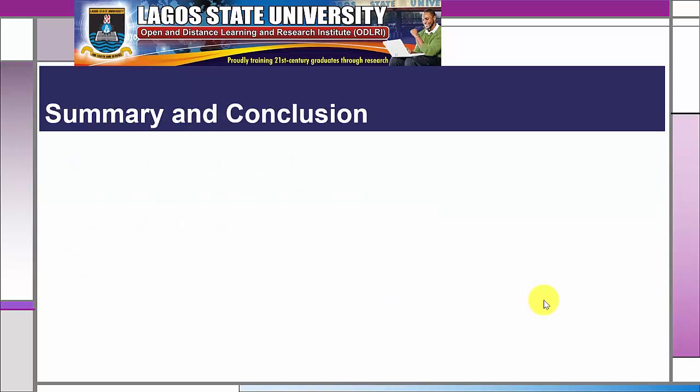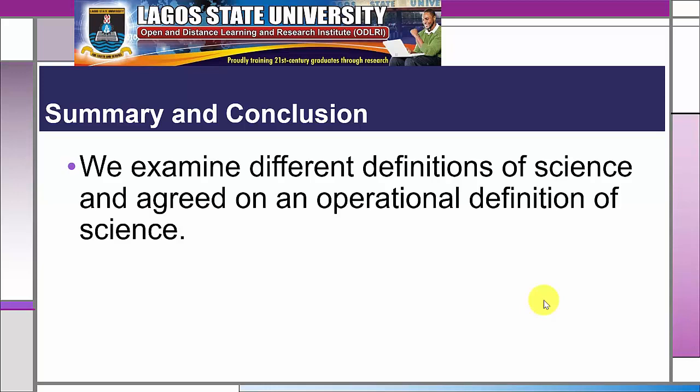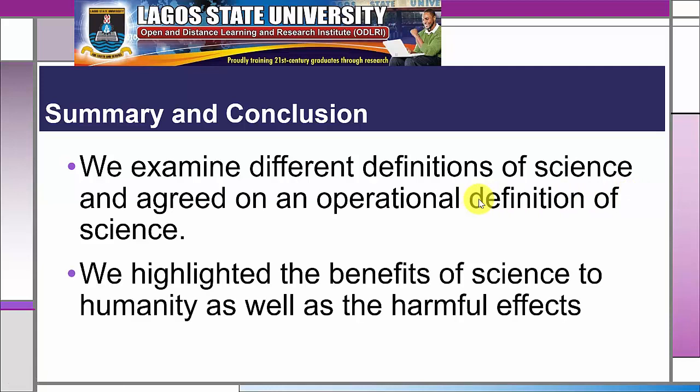So, as we conclude this lesson, what have we learned? In this lesson, we examined different definitions of science. We looked at Badger and Okebukola. We looked at Smith. And we looked at Einstein. And we agreed on an operational definition of science. We also highlighted some of the numerous benefits of science, and also some of the harmful effects to humanity. I didn't say harmful effects or benefits to man. The better label is humanity. Rather than say man, to use it generically for man and woman, it's better we use humanity.